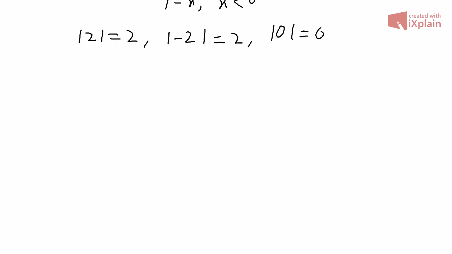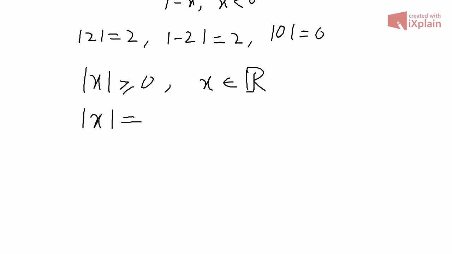Here we can see that absolute of any real number x is always greater than or equal to 0 for every x in real numbers, and absolute of x is equal to 0 only when x is equal to 0.